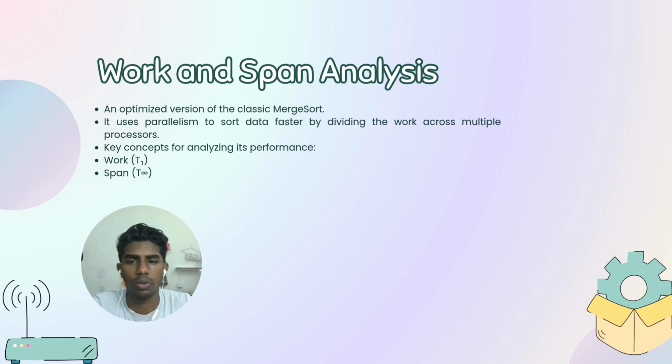Next, we have work and span analysis. In parallel computing, work, or we call T1, is the total operations if we use only one processor, while span, T infinity, is the time it takes with an infinite number of processors, the critical path. For example, in our parallel merge sort, work is approximately O(n log n), and span is O(log n). This shows how the algorithm scales: more processors mean shorter execution time, but only to a certain limit due to dependencies in the merge step.